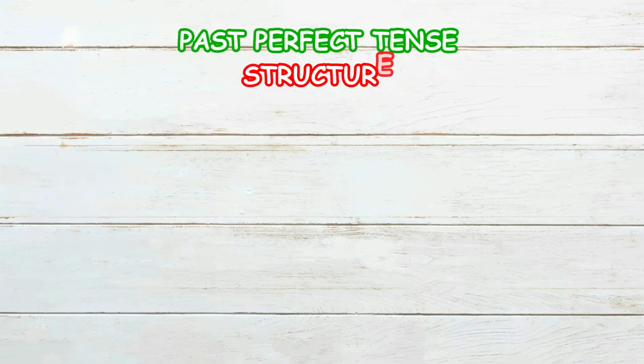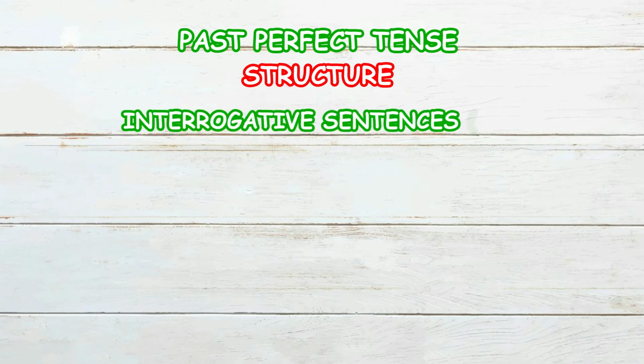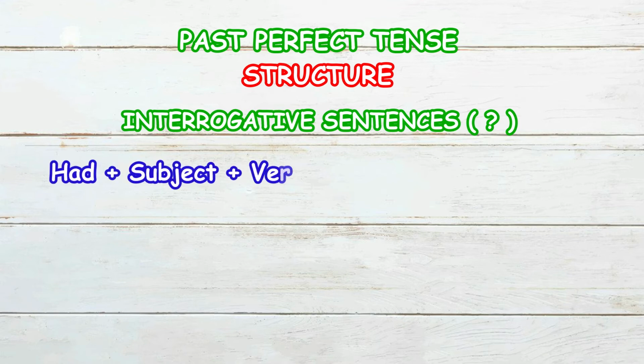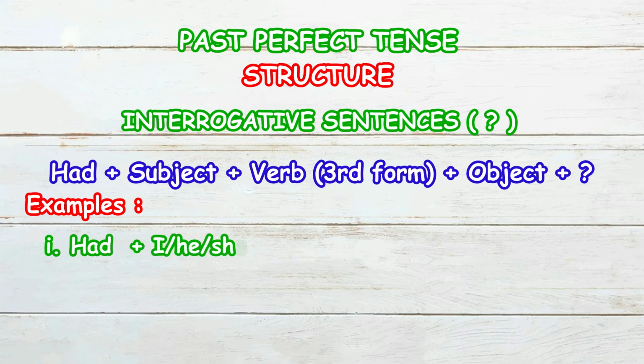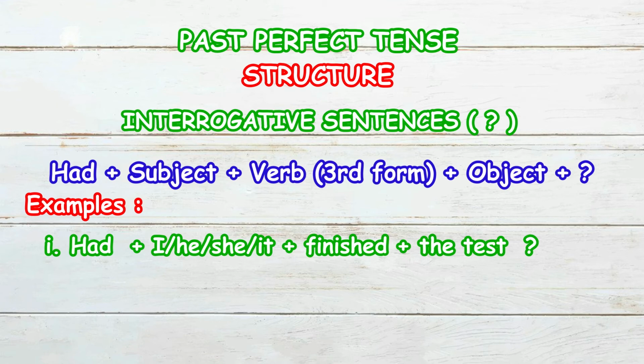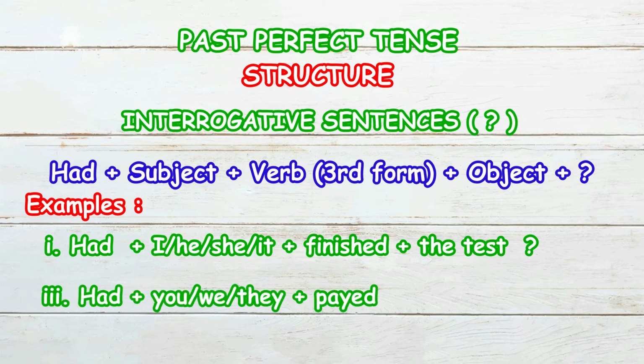Let's check out past perfect tense structure in the interrogative sentences. For interrogative sentences, we put had in the beginning of the sentence, then the subject, then the verb's third form, then an object and a question mark. Check out the examples for a better understanding. Had I finished the test? Or had you paid the bill?